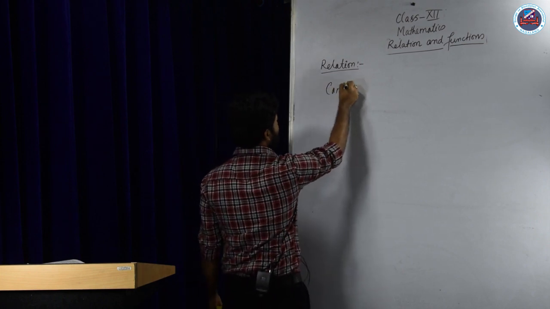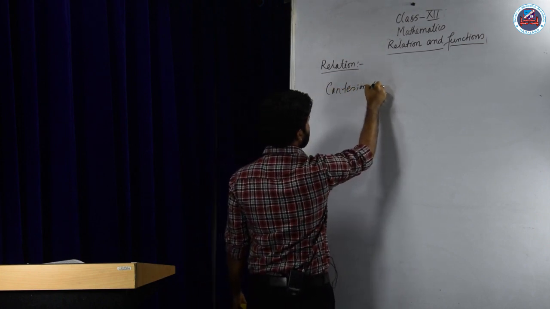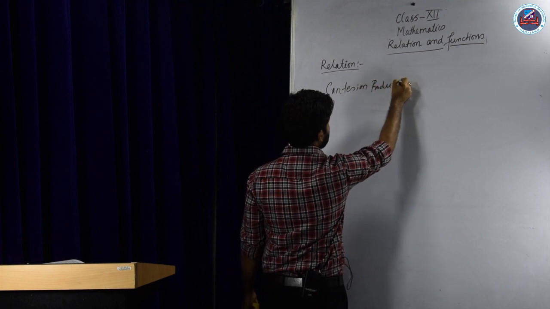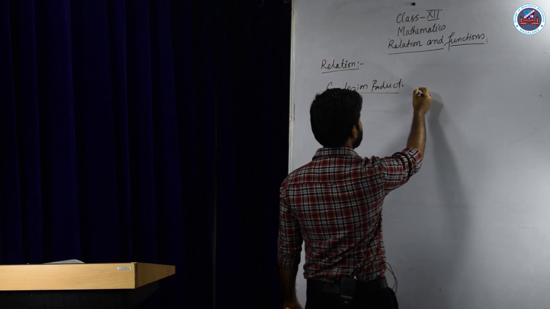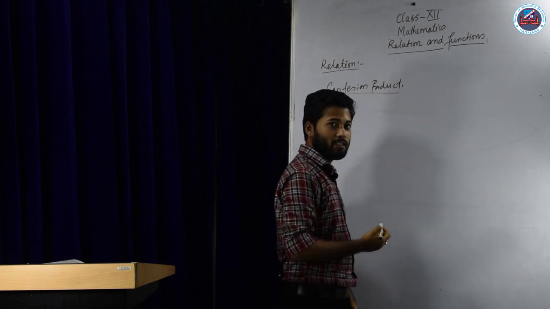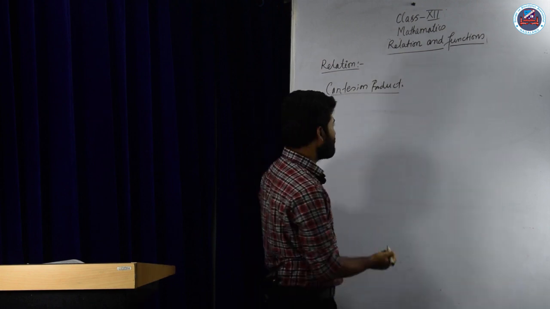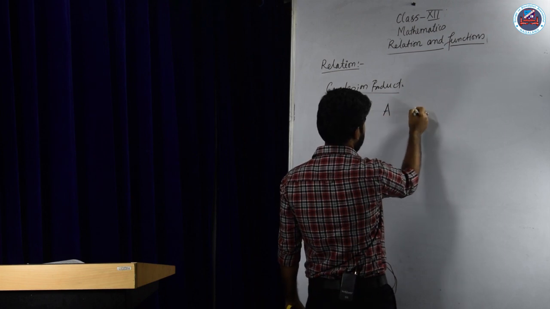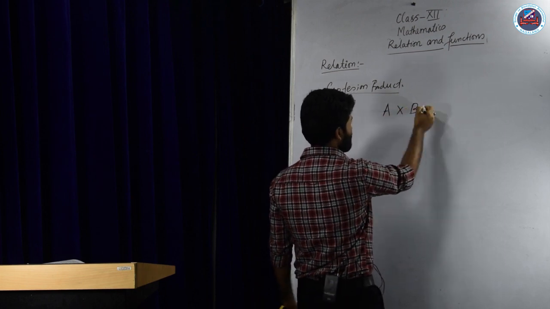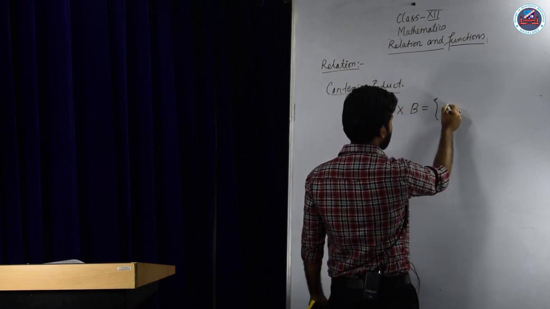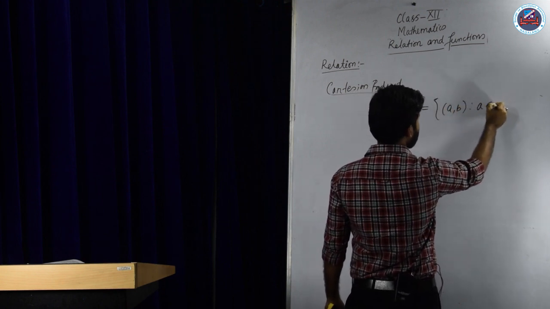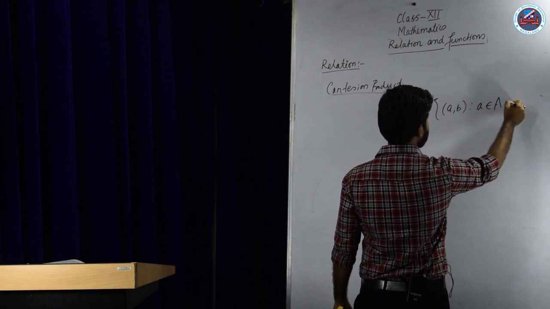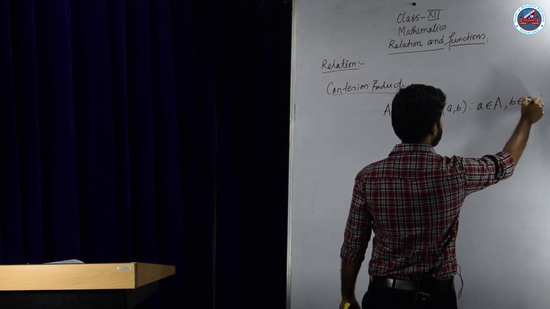So the Cartesian product of two sets is given by, suppose let us consider two sets A and B. Their Cartesian product is given by the ordered pair (a, b) such that the small a belongs to capital A and small b belongs to capital B.